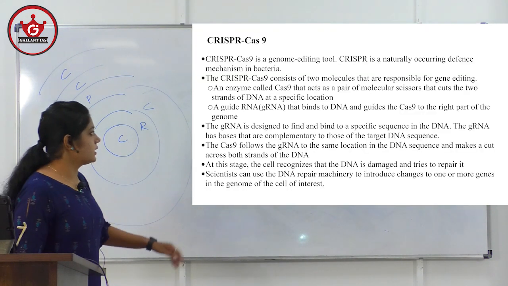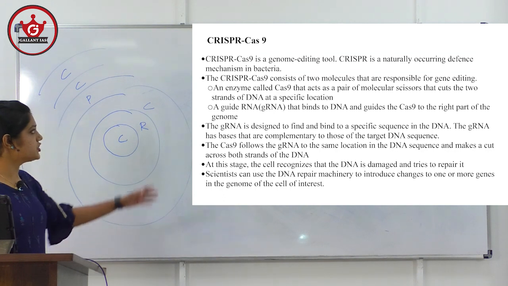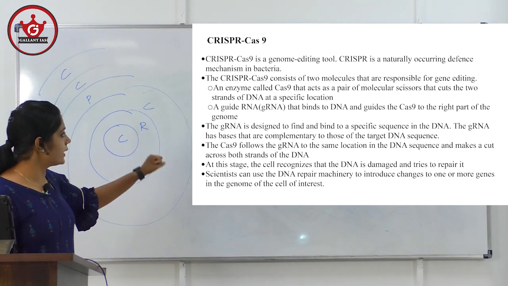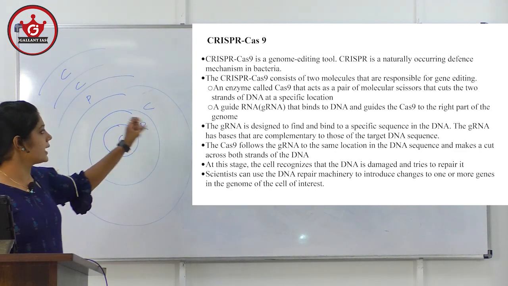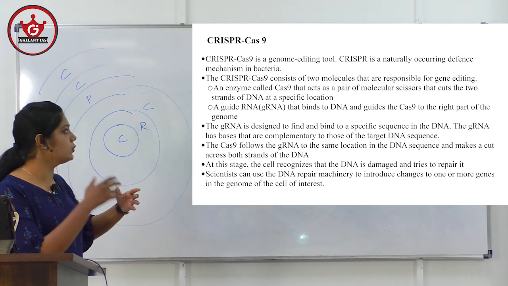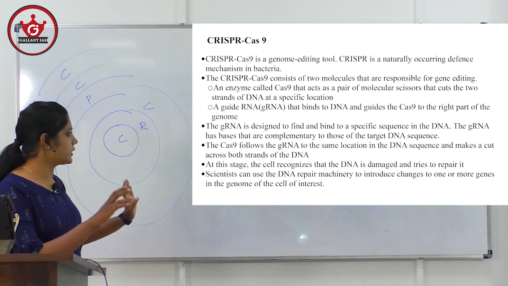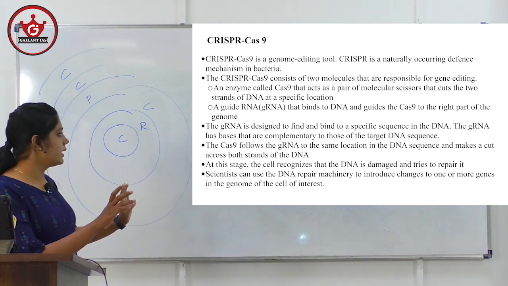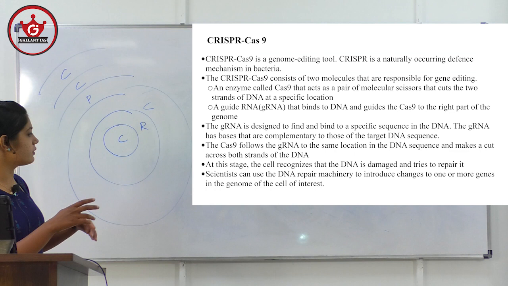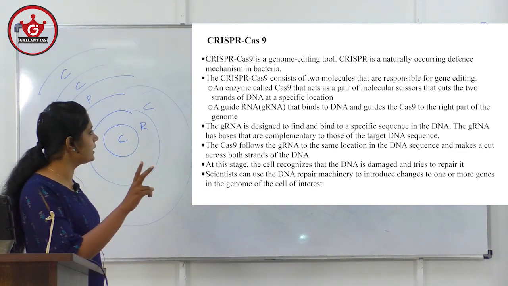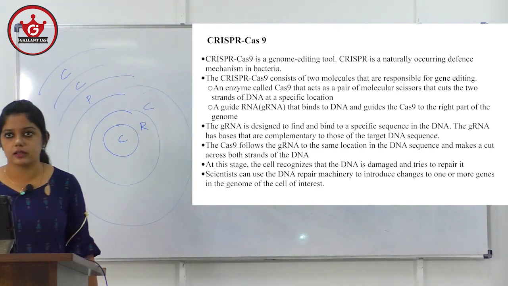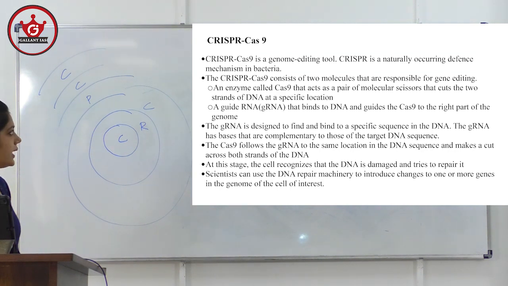Next is CRISPR-Cas9. You know about CRISPR-Cas9, literally important. It is a genome editing tool, a naturally occurring defense mechanism in bacteria. It consists of two molecules. One is the molecular scissors, Cas9. Next is a guide RNA, gRNA as we call it, that binds to DNA and guides the Cas9 to the right part of the genome. Scientists can use the DNA repairing machinery to introduce changes to one or more genes in the genome of the cell of interest. So you should note that CRISPR-Cas9 acts as a pair of molecular scissors, and a guide RNA is also there. Important. Again, questions can be expected.